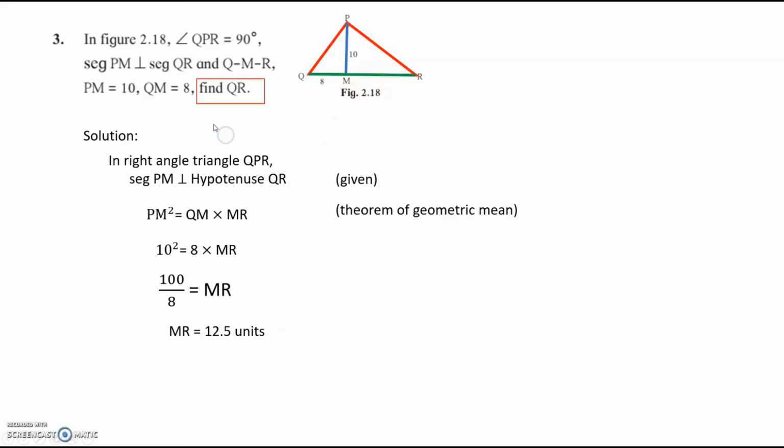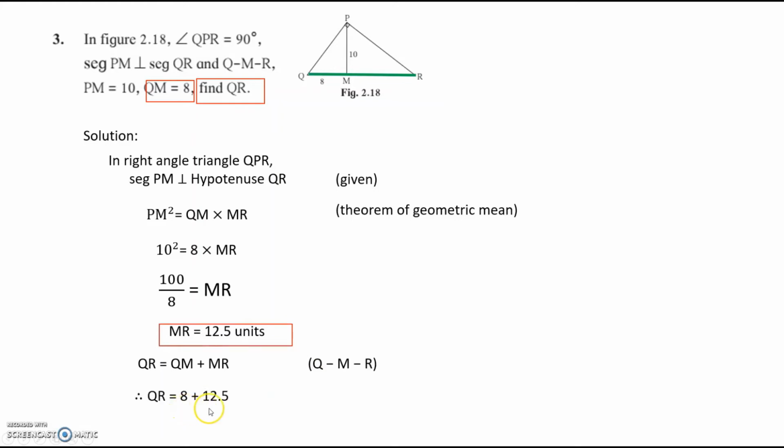So find QR is our question. QR will be QM plus MR. And the reason will be Q, M, R points are collinear. So now QM value is given to be 8. MR value is 12.5. So let's substitute the values. So 8 plus 12.5, add it up very carefully. Yes, QR will be 20.5 units.